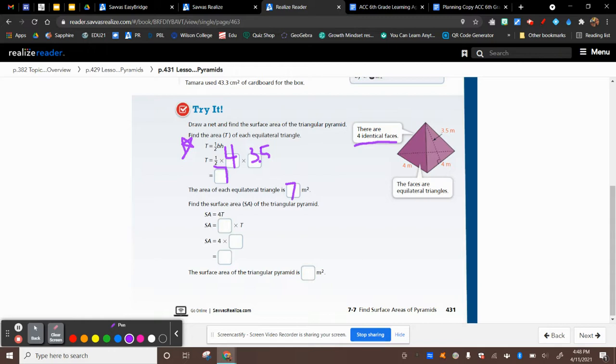So we're going to multiply the 4 times the area of the triangle. So we have 4 times 7. I don't know why they put this extra step in here. It's not necessary. So if we have 4 times 7, that's 28. So the surface area of this triangular pyramid is 28 meters squared.